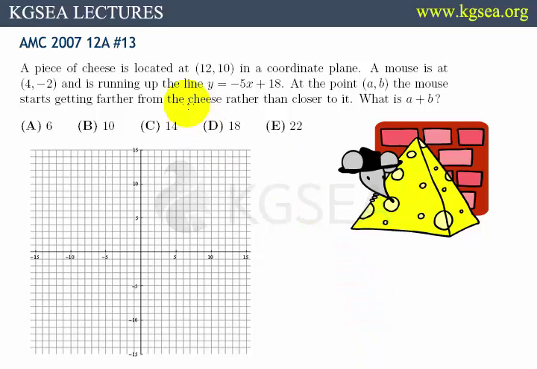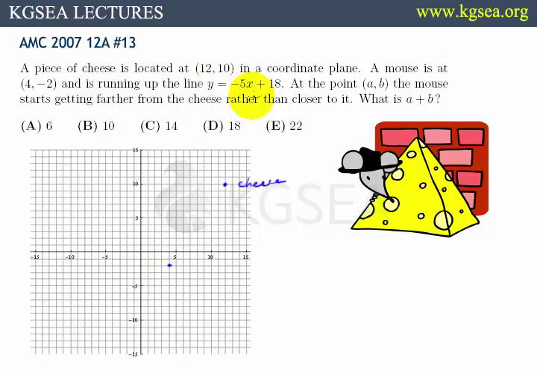A piece of cheese is located at 12, 10 in the coordinate plane. So the x is 12, y is 10, so it's here. A mouse is at 4, negative 2. I mean, these days even mice use the Cartesian plane, eh? So here's the cheese, and here's the mouse.